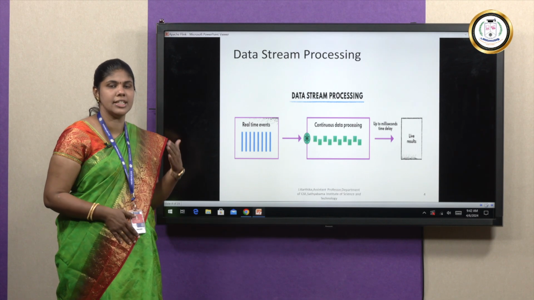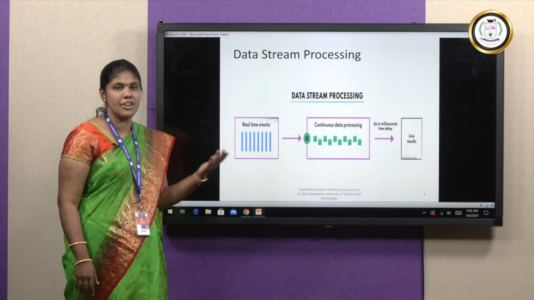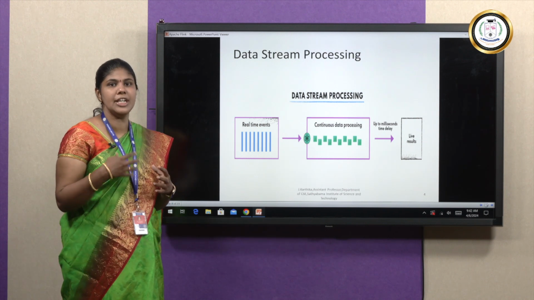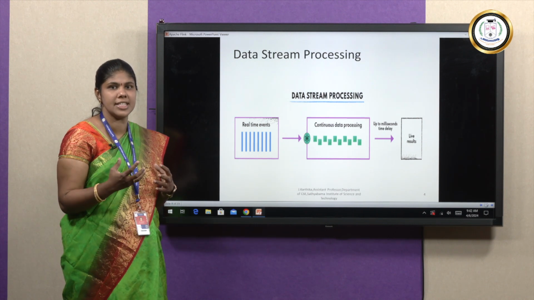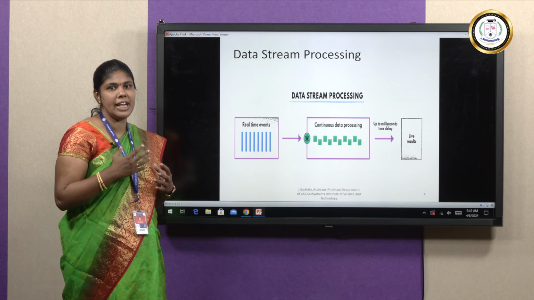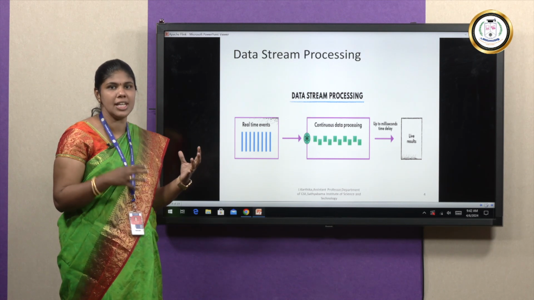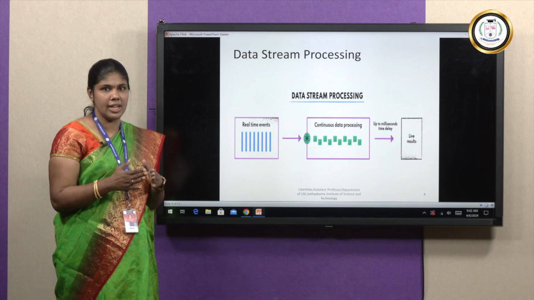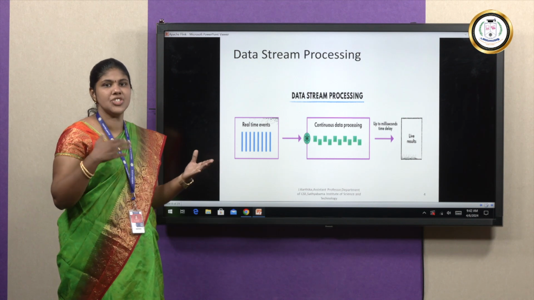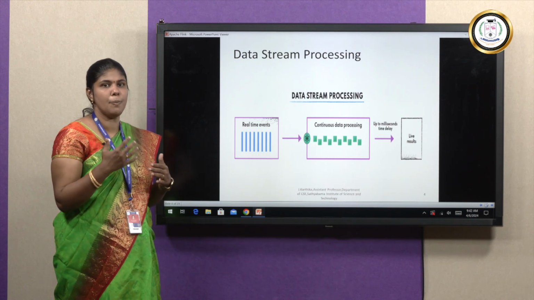So batch processing deals with discrete data, data at rest. Stream processing deals with continuous data, that is, in a sense, real time data, so data in motion. Apache Flink works with both batch processing and stream processing. It takes the strength of both and uses it to process the data.